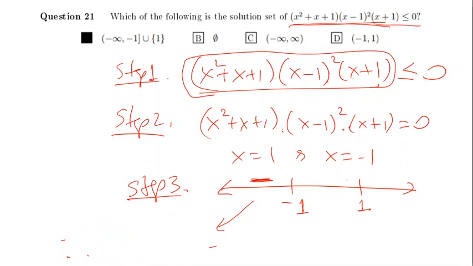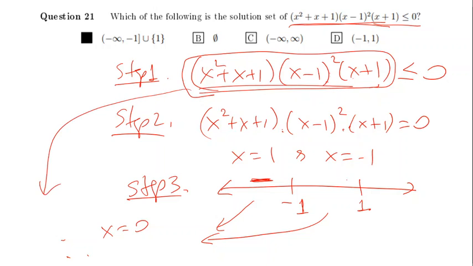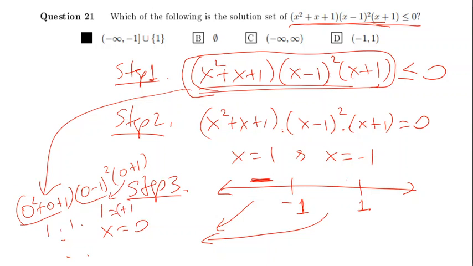Between 1 and -1, we can pick x equal to 0. And when you put this here, 0 squared, 0 plus 1 times 0 minus 1 squared, and 0 plus 1. This is 1, this is 1, and this is 1. So we end up with a positive 1 here, so it will be positive.